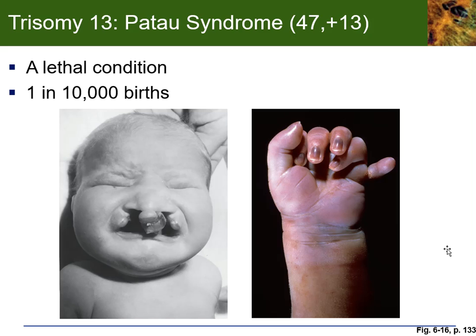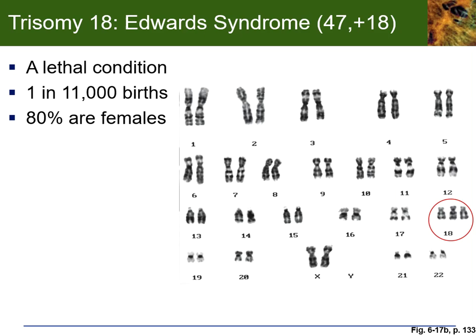Here's an infant with trisomy 13 showing a cleft lip and palate, which is the roof of the mouth. The hand of a trisomy 13 infant showing polydactyly, which means extra fingers. Trisomy 18, which is Edwards syndrome, means you have 47 chromosomes, with an extra number 18. A lethal condition, 1 in 11,000 births, 80% are females. You have an extra 18 there, again female.